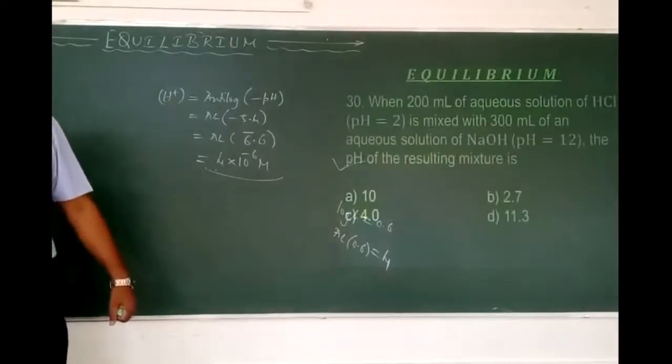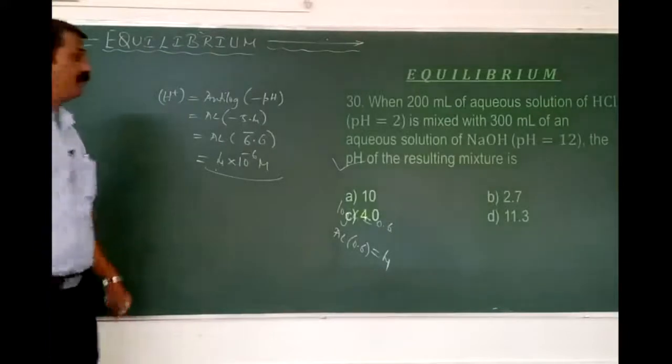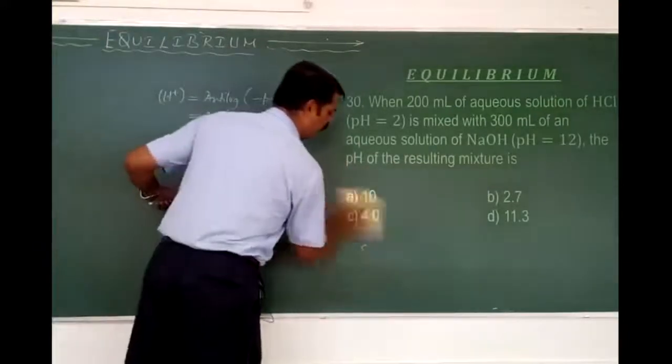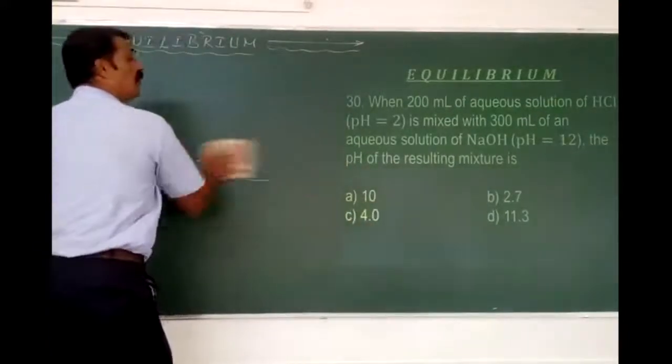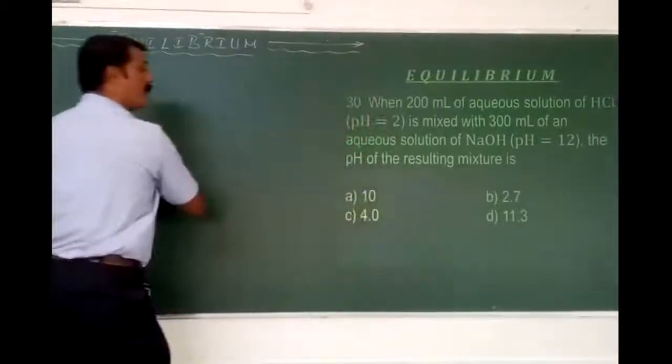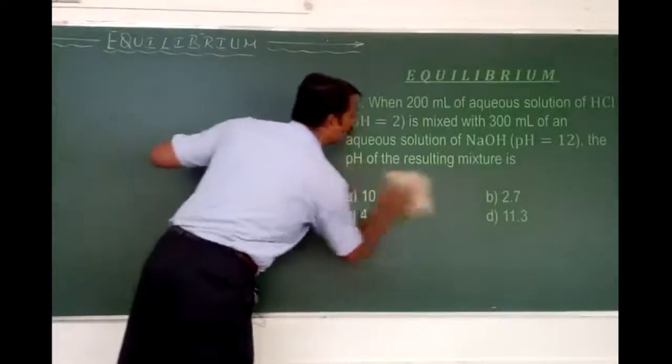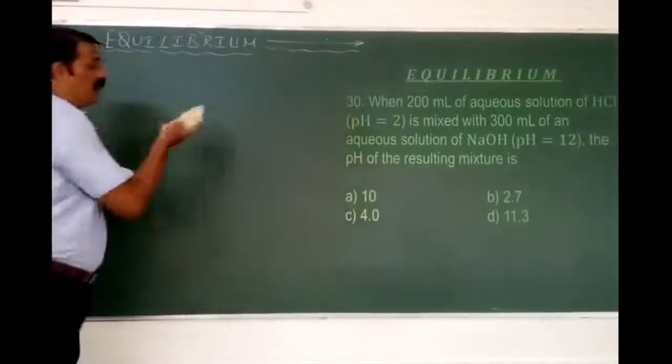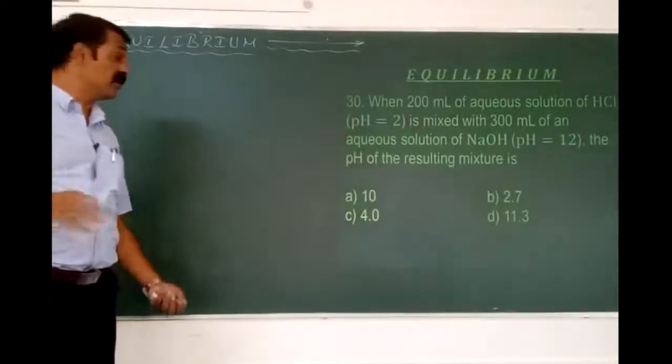Next. 200 ml of an aqueous solution of HCl with pH 2 is mixed with 300 ml of an aqueous solution of sodium hydroxide, whose pH is 12. Then what is the pH of the resulting solution?